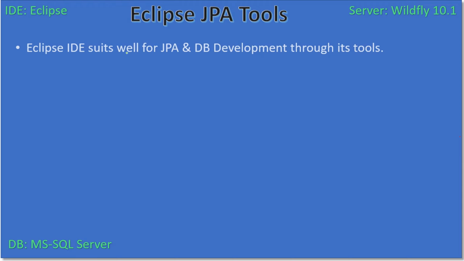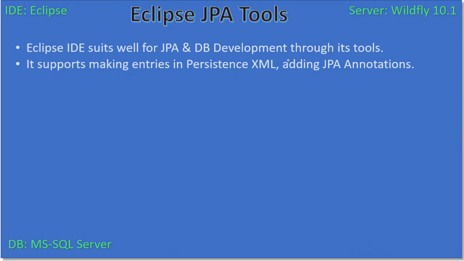So Eclipse IDE suits well for JPA and DB development through its tools. It supports making entry in persistence.xml. It also helps adding the JPA annotation. If you see in the previous video, we added the annotations like ID column, ID generated value, everything manually. With the use of Eclipse tools for JPA, we can make entries in the persistence.xml.